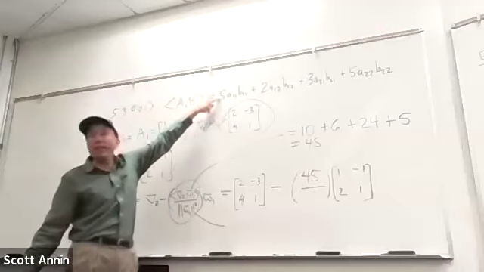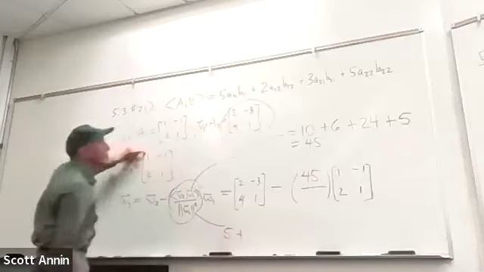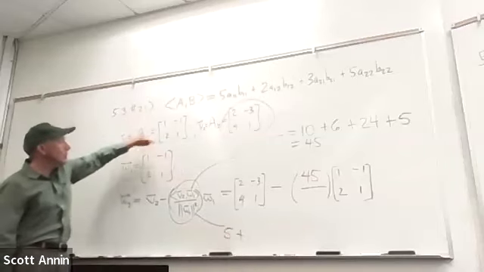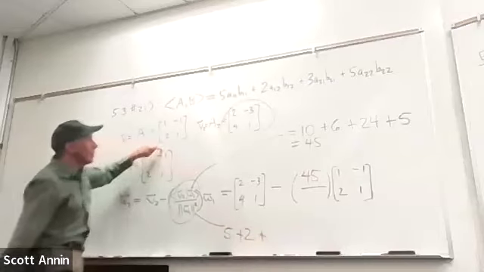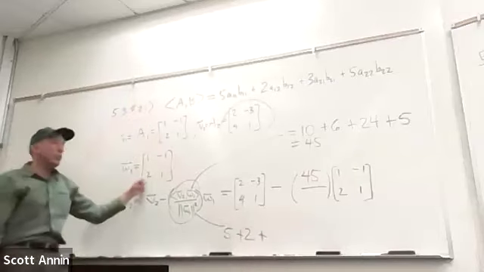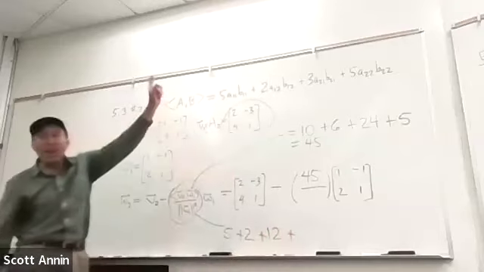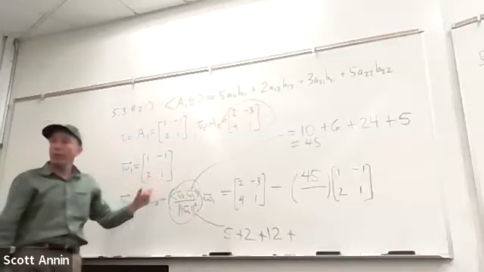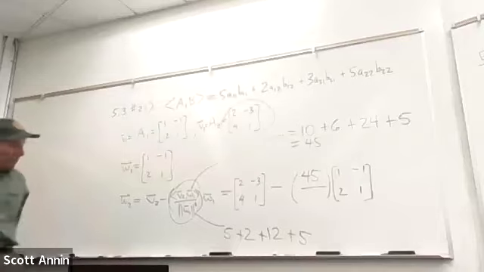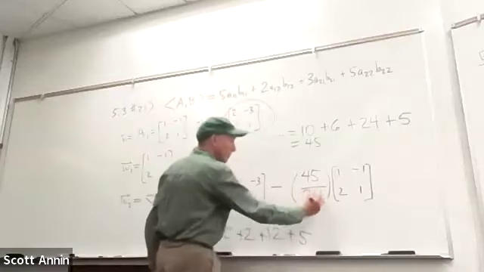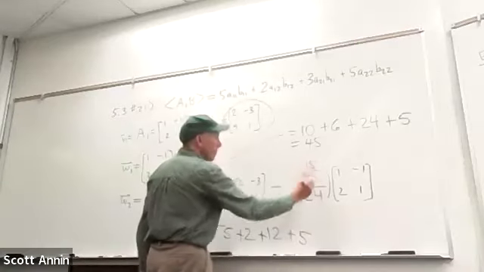So it's going to be 5 times 1 times 1. It's 5 plus 2 times -1 times -1. That will be 2. Plus 3 times 2 times 2, which is 12. And then plus 5 times 1, which is 5. You add all of that up and you get 24. Okay, and this can be reduced a little bit if it helps.